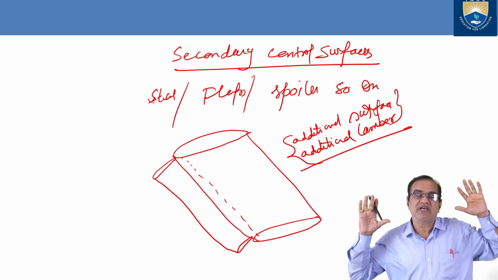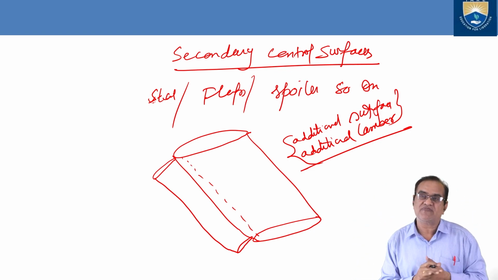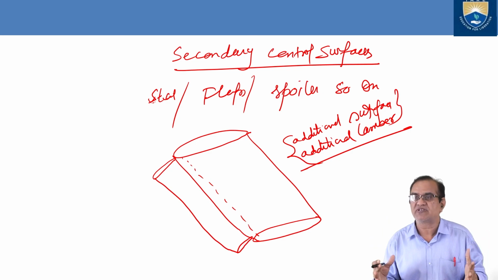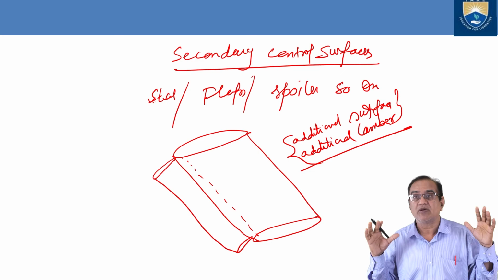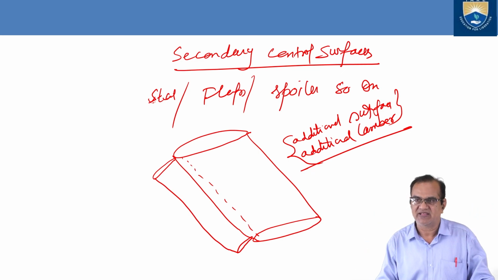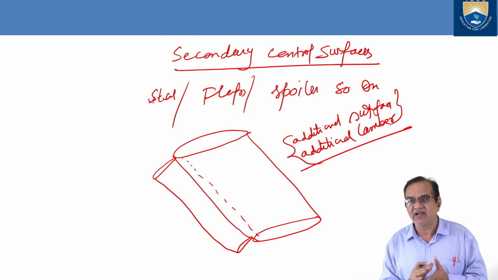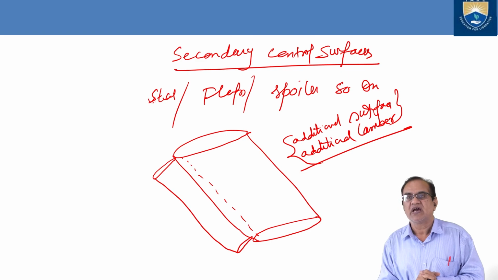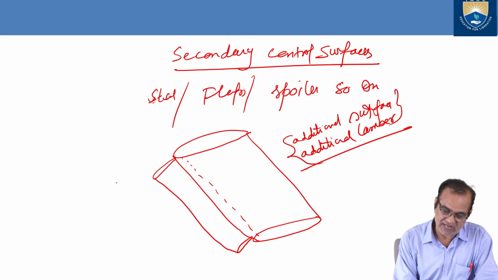So especially during takeoff and landing, we need more lift. During takeoff, we need more lift and less drag. During landing, we need more lift and more drag. So accordingly, we have to act and produce the required forces. So this is the slat.